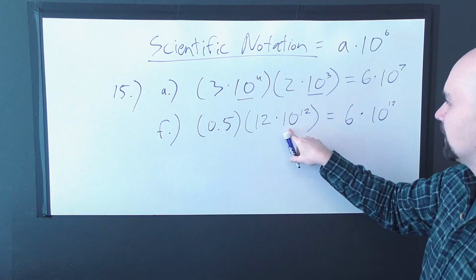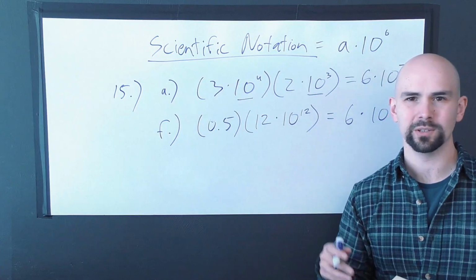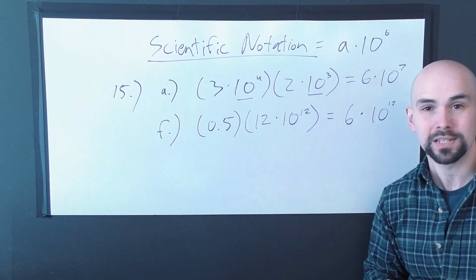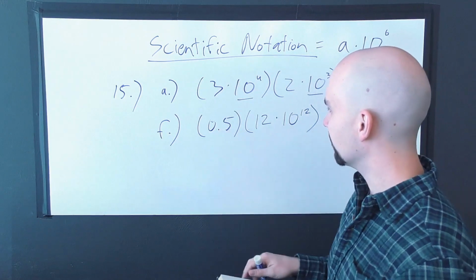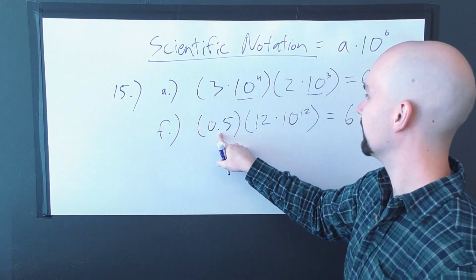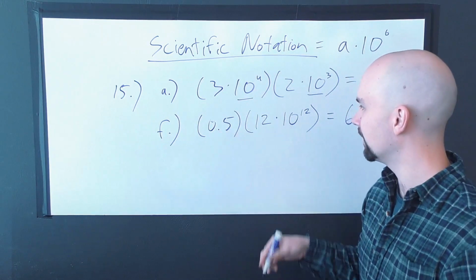Because there's nothing to multiply this 10 to the power of 12 by. There's no other base of 10. Is this in scientific notation? Yes, it is. Now, what if I wanted to do this a different way? What if I wanted to convert this into scientific notation? Well, I could have done it like this.